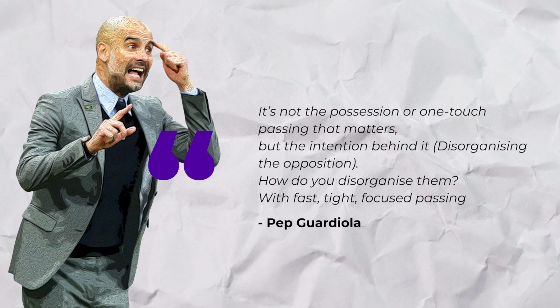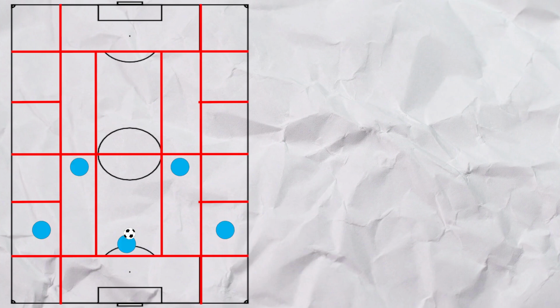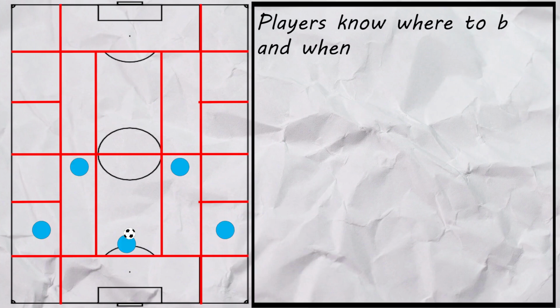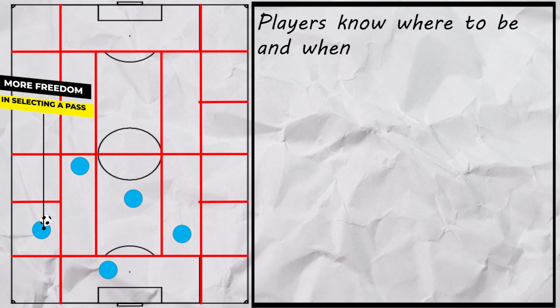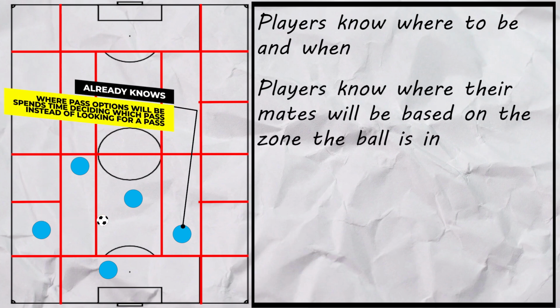How do you disorganize them? With fast, tight, focused passing. By having these defined regions and rules, it means that every player knows where he has to be and when. And counterintuitively, playing within these so-called rules actually gives his players more freedom for creativity because they know exactly where their teammates will be in relation to the ball.